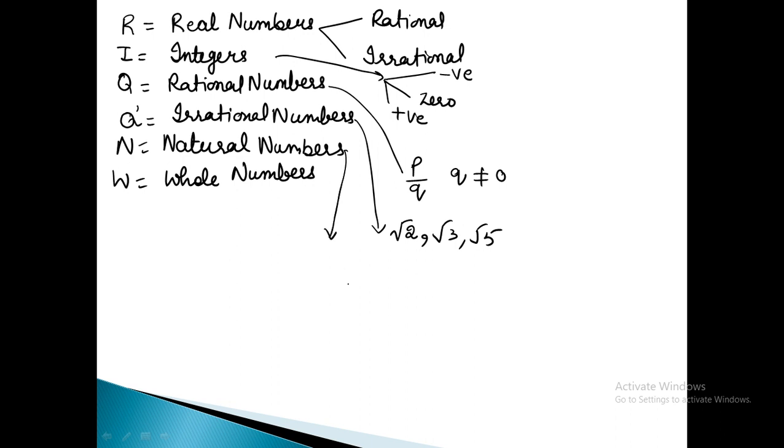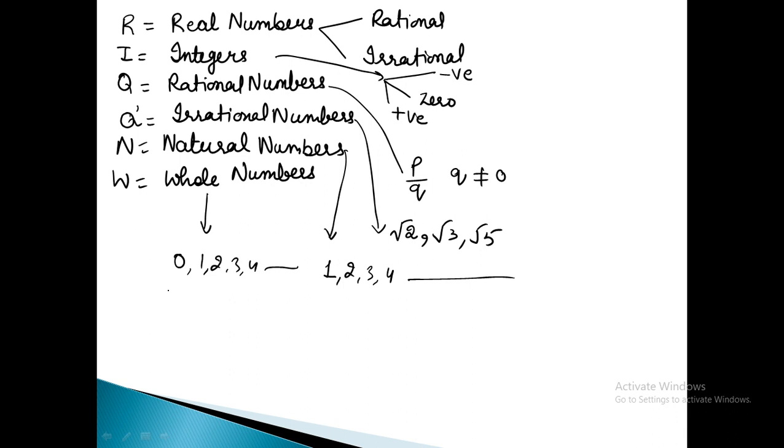Natural numbers start from 1, 2, 3, 4. These are the natural numbers. Whole numbers start from 0: 0, 1, 2, 3, 4. These are the whole numbers.